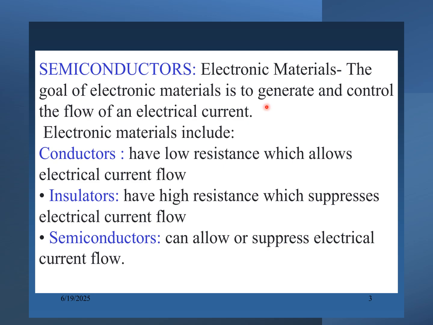Semiconductor electronic materials: the goal of electronic materials is to generate and control the flow of electrical current. That means only semiconductors have the property of control. In conductors, we are unable to control the charge carriers because the conduction band and the valency band overlap. Conductors have low resistance, which allows the electrical current to flow. Insulators have high resistance, which suppresses the electrical flow. The semiconductors can allow or suppress the electrical current flow depending upon our applied force.